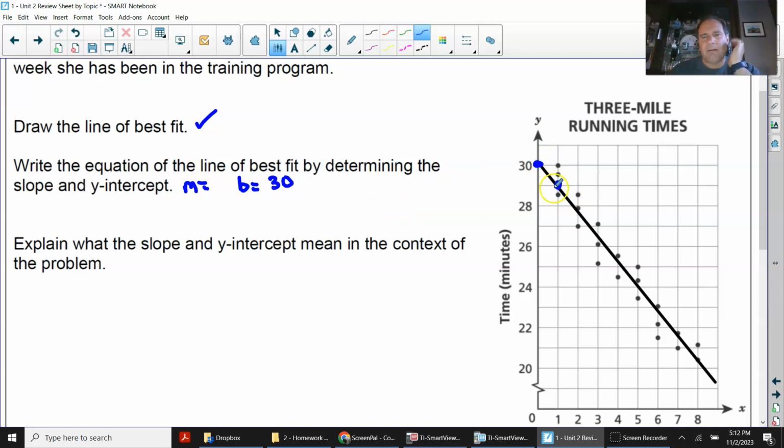I'm going to make that point there, and I'm going to go down 1 and over 1. So my slope is 1 over 1, and that to me is a pretty easy go. And then my y equals x plus 30 would be true.